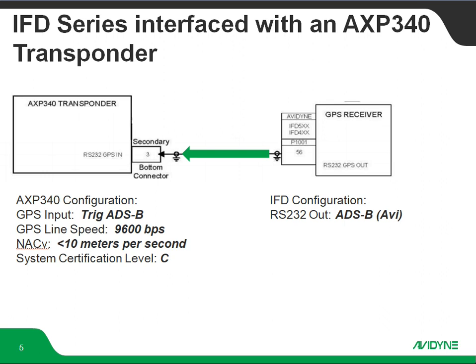And then we have an RS-232 output from the IFD to the AXP340. On the IFD side, we're going to set that output to ADSB AVI. On the AXP340 side of things, we're going to set that GPS input for trig ADSB. The GPS line speed is going to be 9600 BPS, 9600 baud rate, and then NACV for velocity is going to be less than 10 meters per second, and the system certification level is C. Now the IFD is actually certified to a level B, but since the AXP340 itself is only certified to a level C, we have to set that for level C.